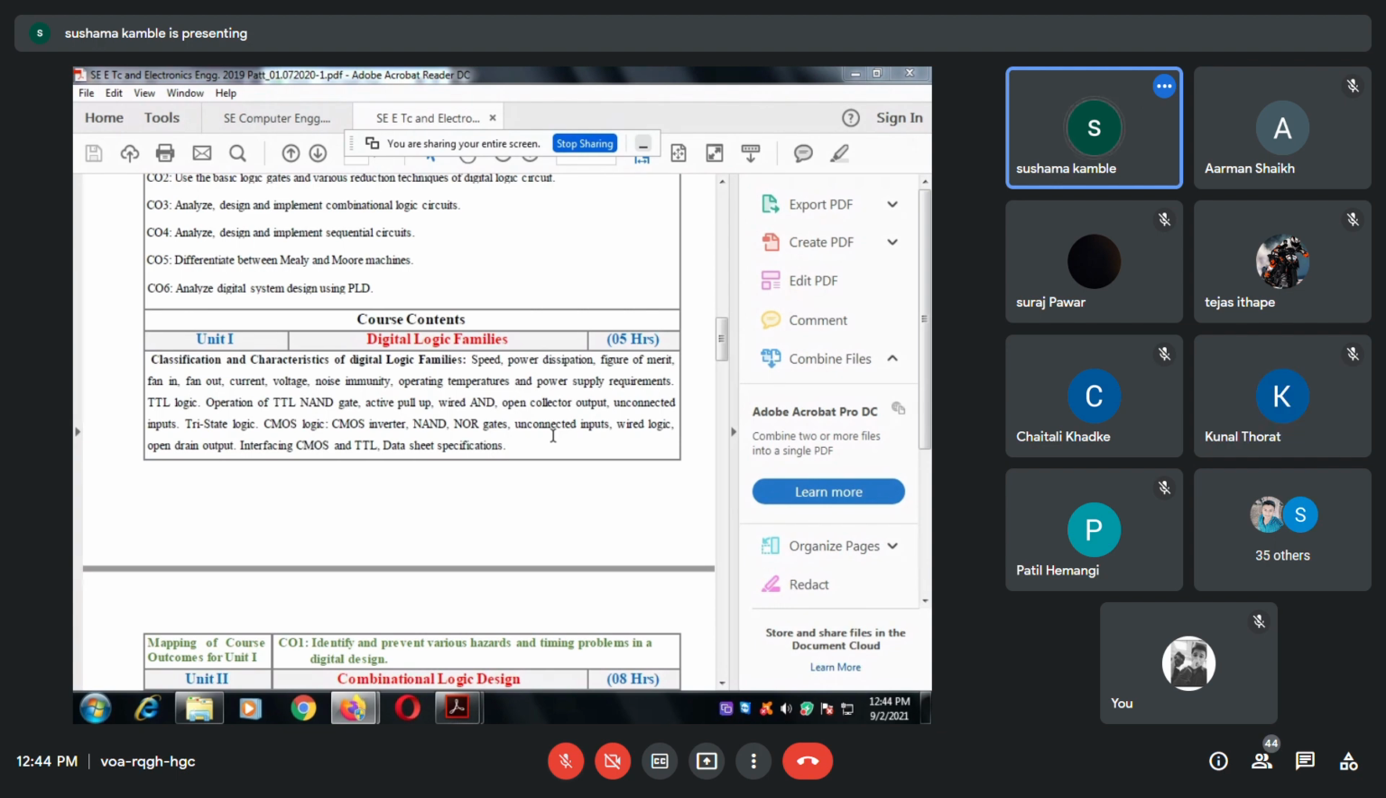Unconnected inputs, wired logic, open drain output, interfacing of CMOS and TTL, and datasheet specification. You have this content, but computer students have only the CMOS inverter and this wired logic open drain output. So I will conduct only this part in the lecture, and tomorrow at the time of practical, I will conduct your lecture regarding these extra points.